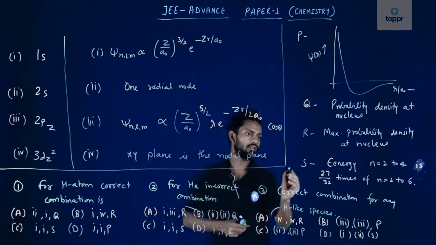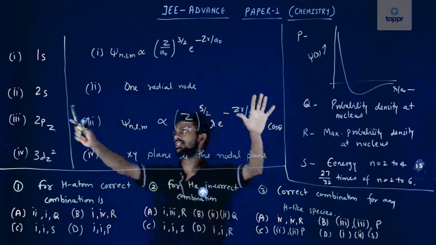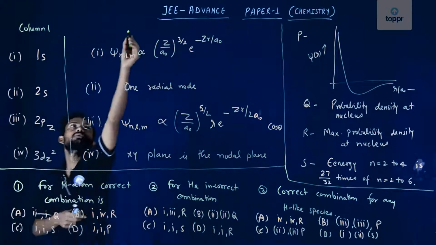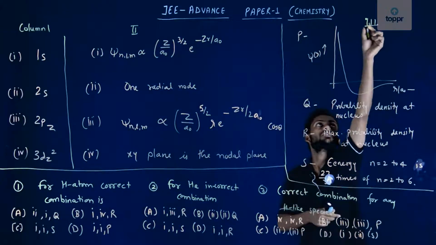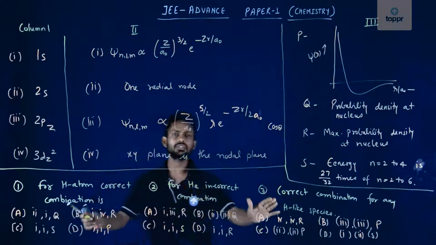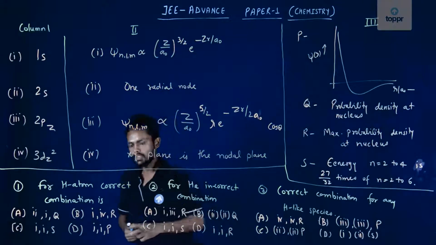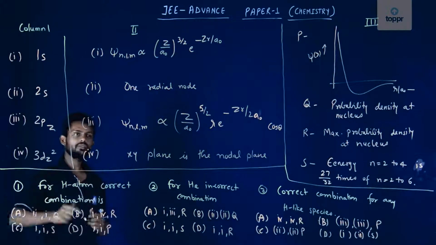This column has 3 sections. So this was your column 1, this was your column 2 and this was your column 3. This is a quantum chemistry based question, and 3 questions were asked on the basis of this column: question 1, question 2 and question 3. So let us try to solve each question based on the column given.